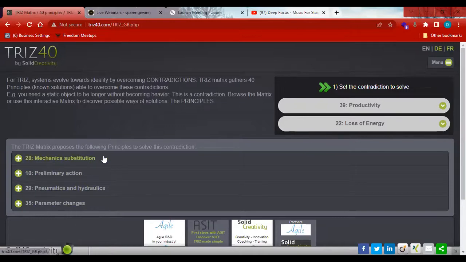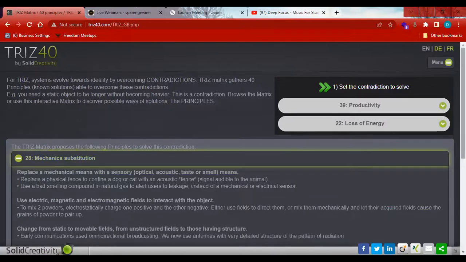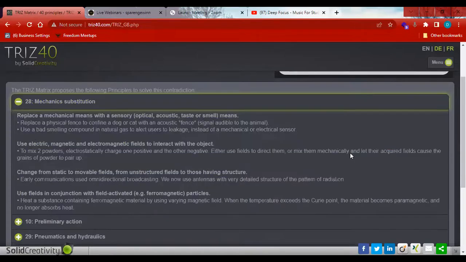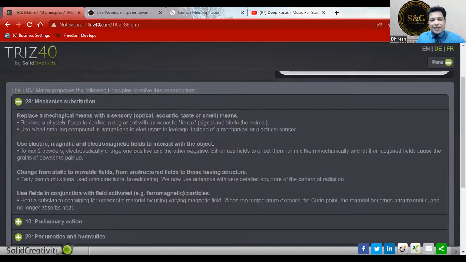One is mechanics substitution, preliminary action, pneumatics, hydraulics, and parameter change. Let's go one by one quickly. So mechanics substitution. Now look at this. When I click on this, it reads: replace a mechanical means with sensory, optical, acoustic, taste, or smell means. What does it mean? It means replace the mechanical means with the sensory means.